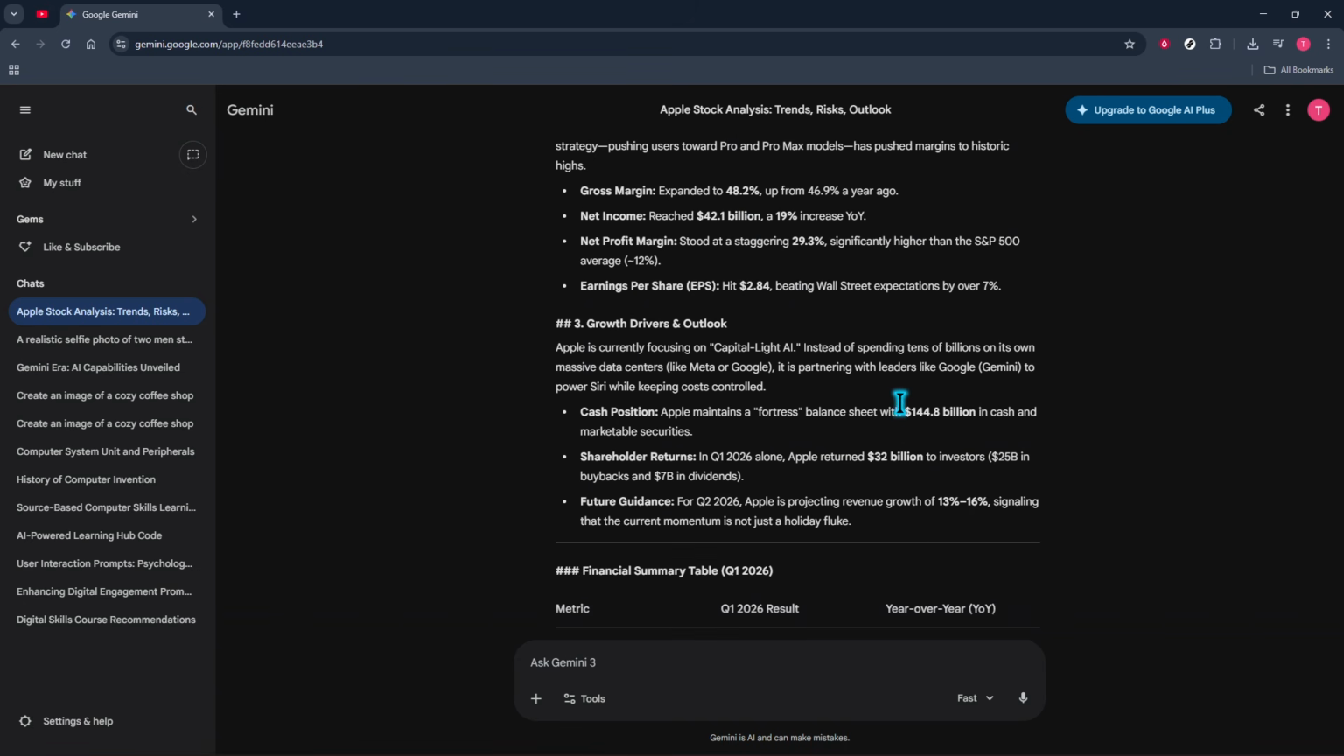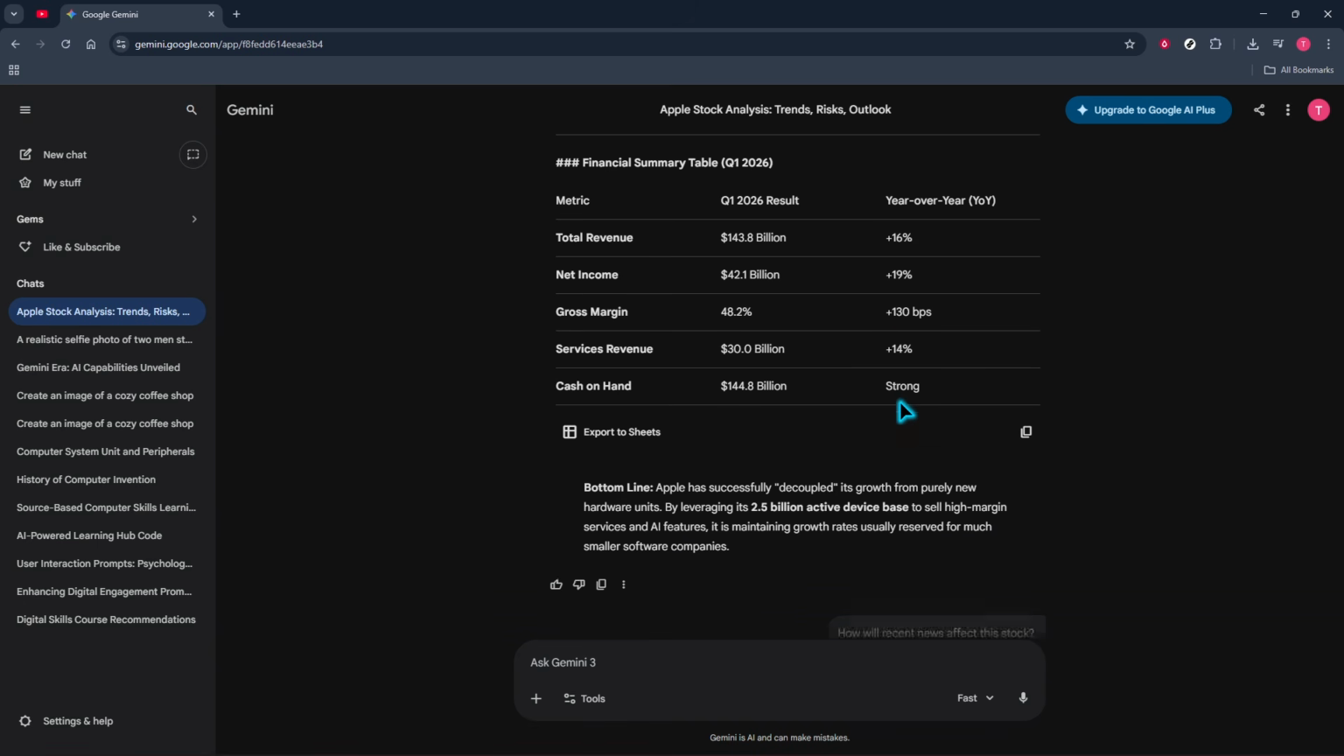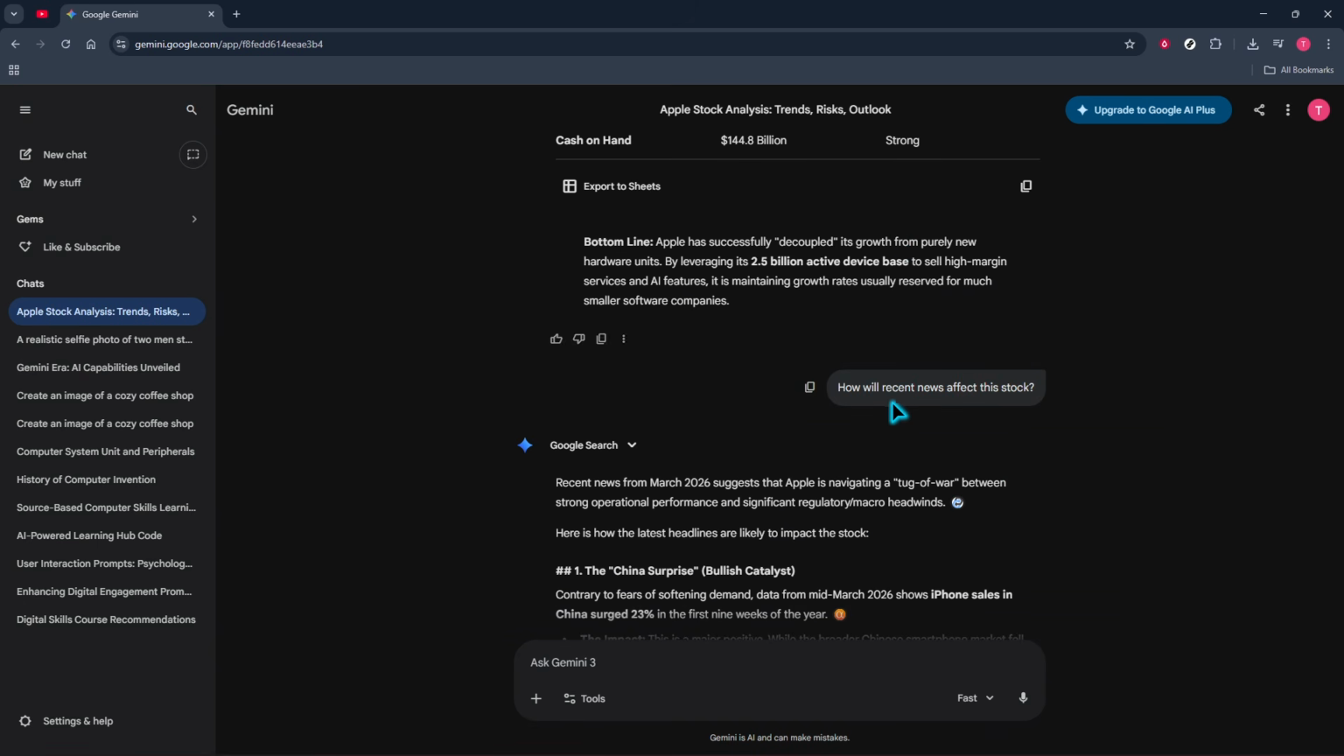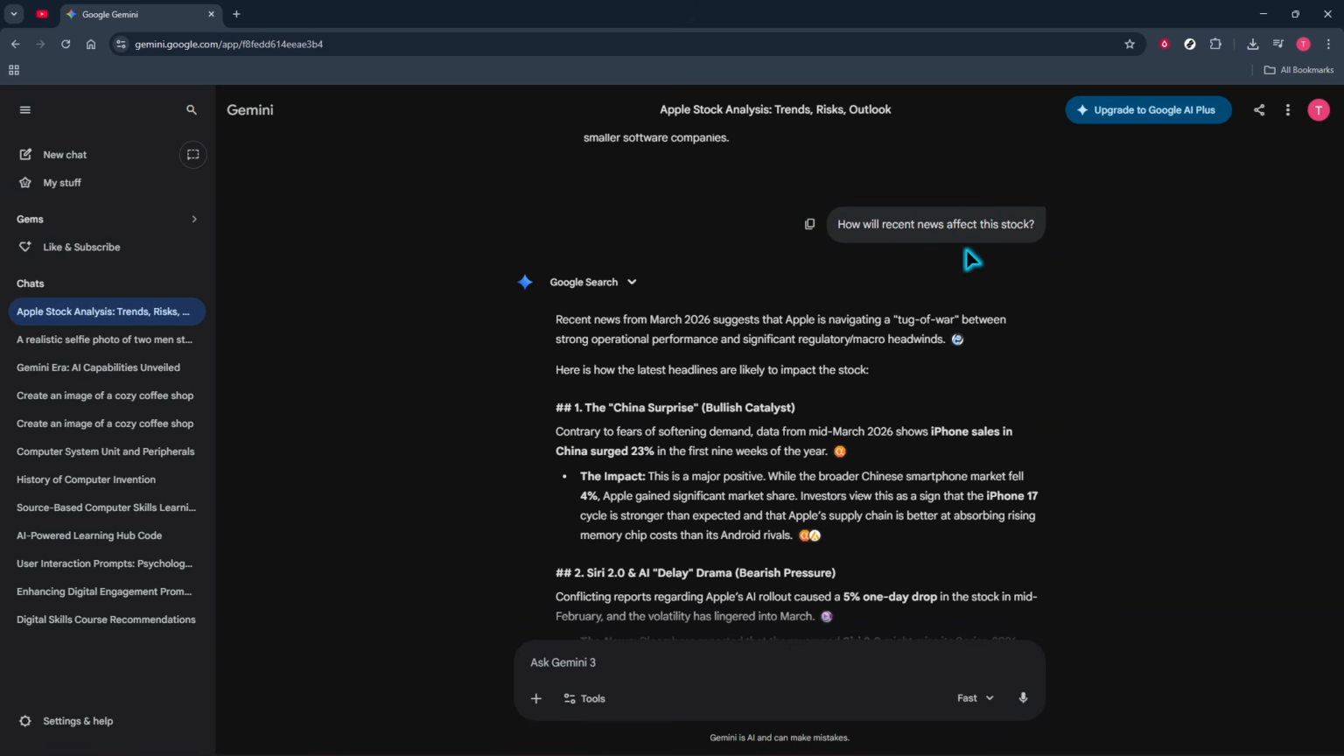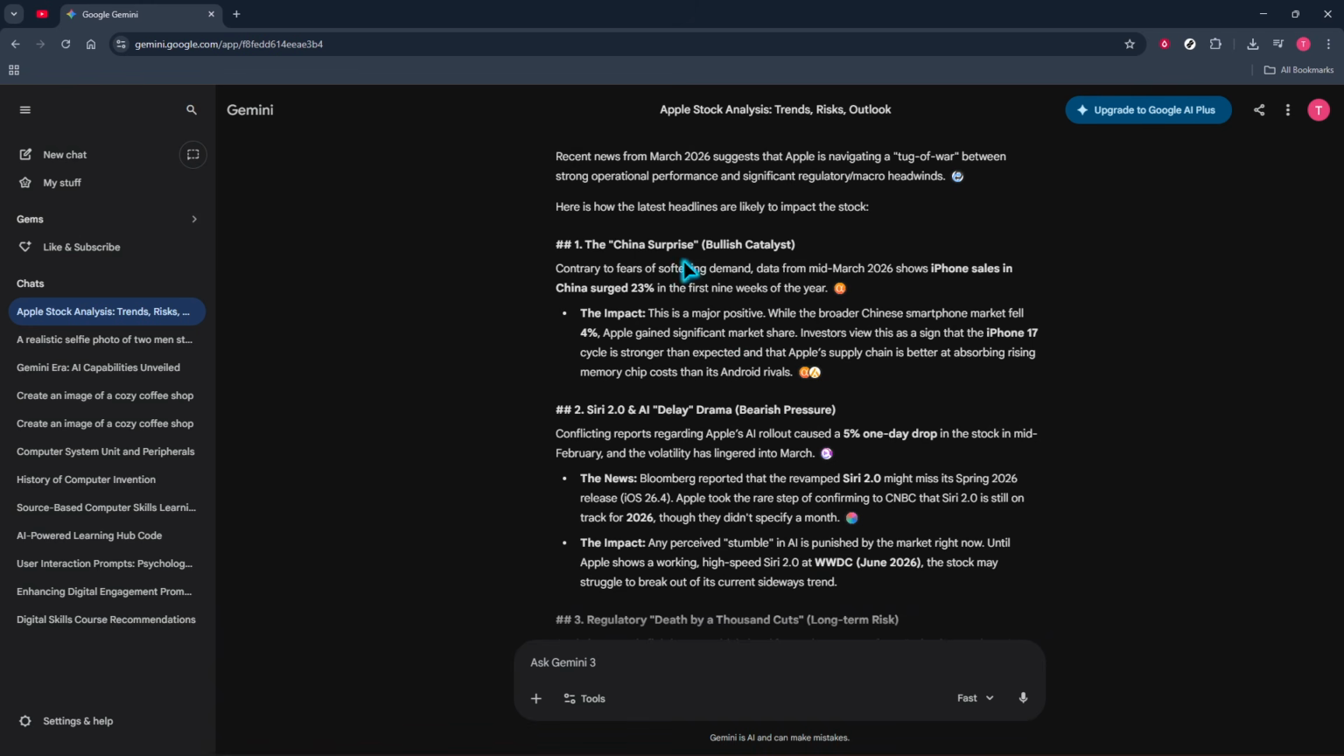News and sentiment are critical. Use, summarize latest news about Apple stock, or how will recent news affect this stock? Gemini can distill headlines and sentiment so you can quickly gauge potential catalysts or risks. Always check dates and sources to make sure the information is current.